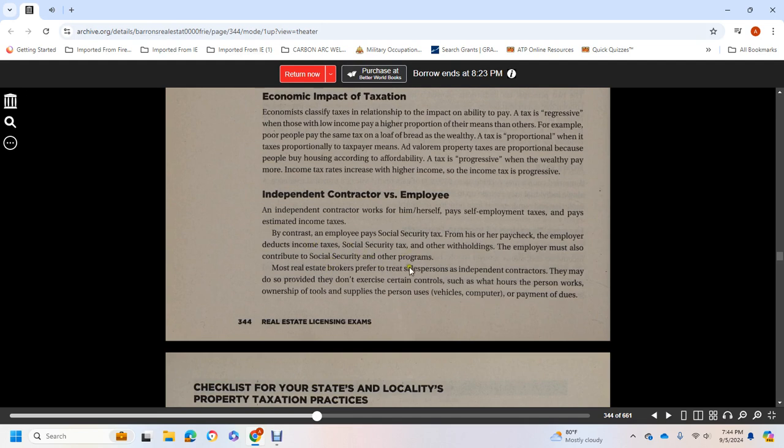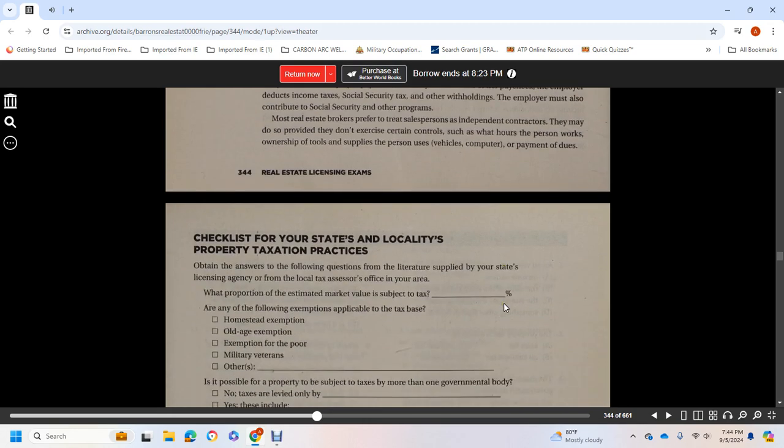Most real estate brokers prefer to treat salespersons as independent contractors. Employers may exercise control, such as where and what houses, the hours the person works, ownership of tools, supplies, vehicles, computer, and payments due.